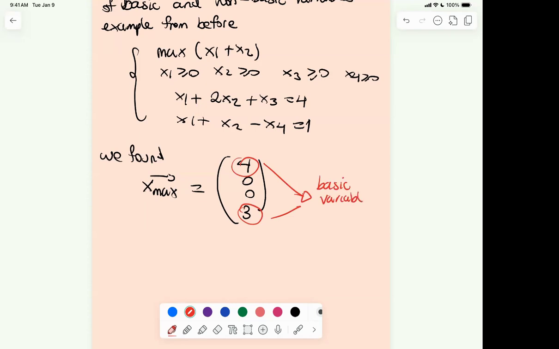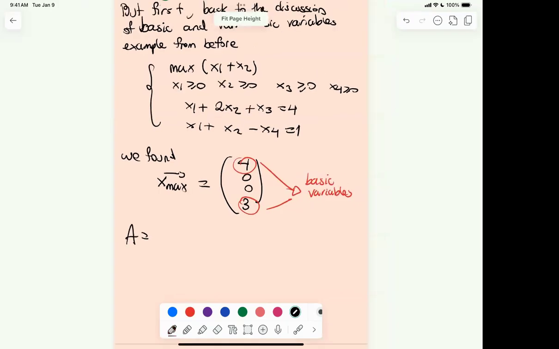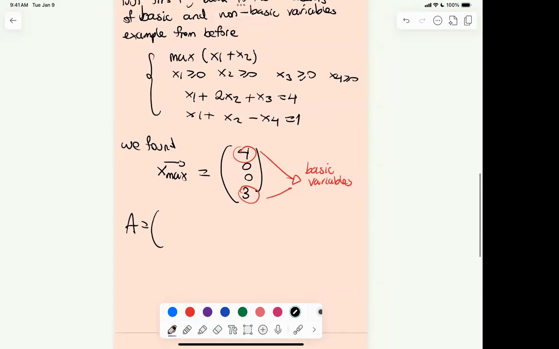But what was important about those is that the basic variables were always associated to the columns of the matrix, if you remember. So if you recall, what was the matrix A in this case? It's just the coefficients, right? So it's 1, 2, 1, 0, 1, 1, 0, -1.